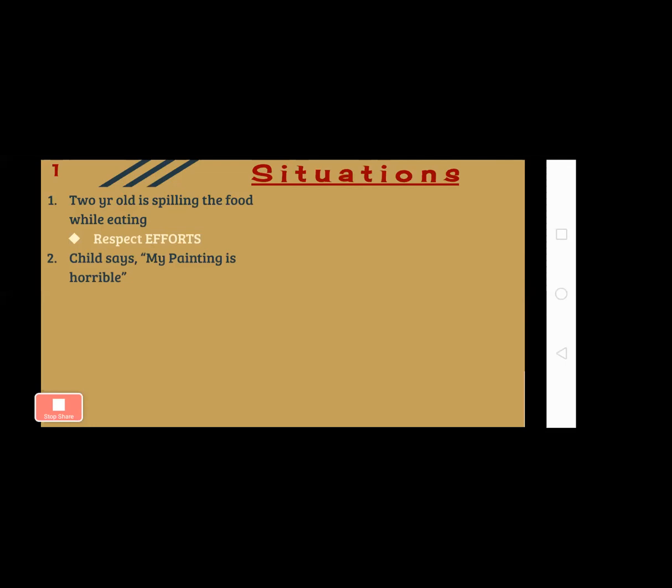Child comes to you and says that my painting is horrible. What would be your response? Rajni wants to know why you think so. Ritu would like to find out in what way you're thinking that your painting is horrible. Smita would like to console the child by saying that it doesn't look horrible to me. Parul will go back to the good points and maybe encourage the child to try again.